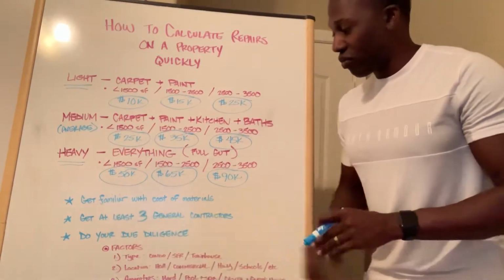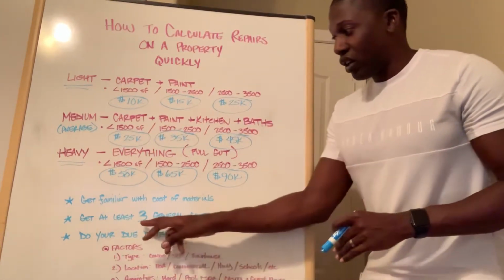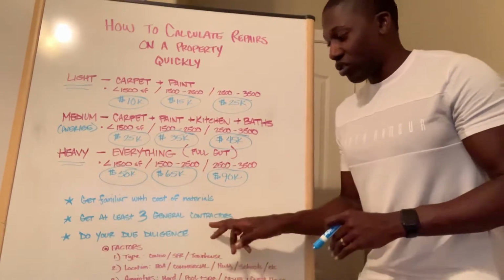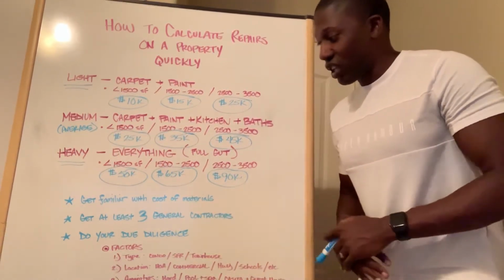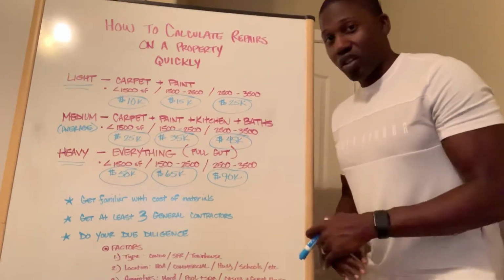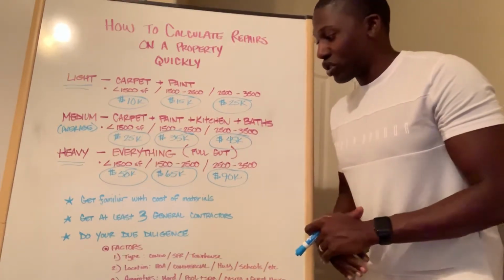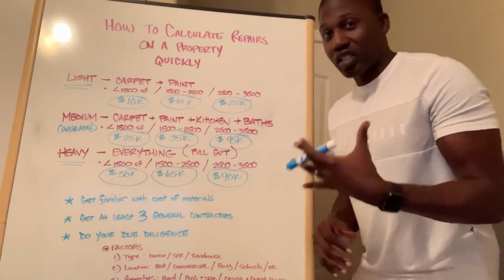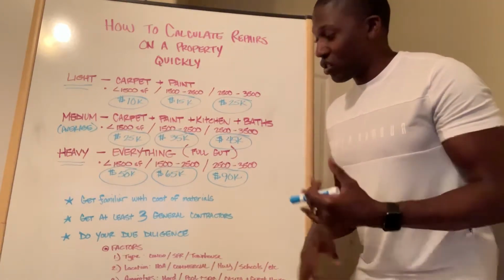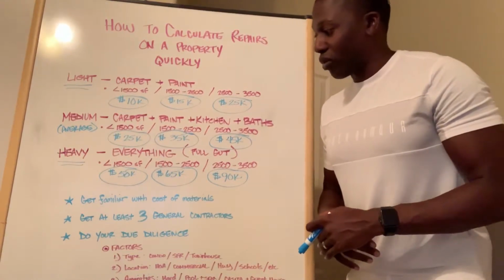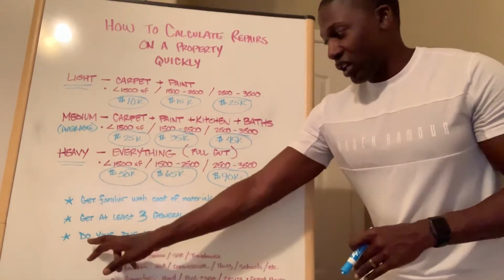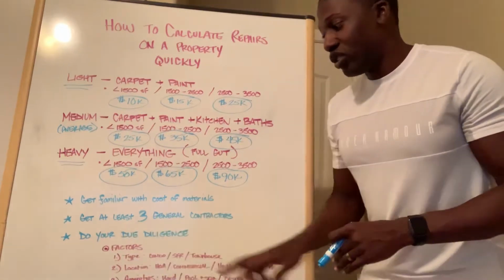So those are some good key points in getting at least 3 general contractors on your team or on your list, or get their contact information, and pick their brain. You use what you can to learn lessons and gain as much experience as you can in regards to these remodeling and repair estimates. And then lastly, you've got to do your own due diligence.